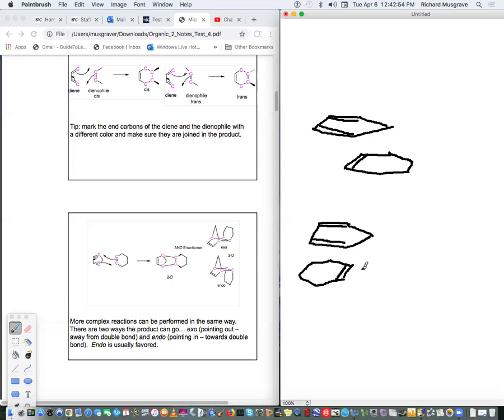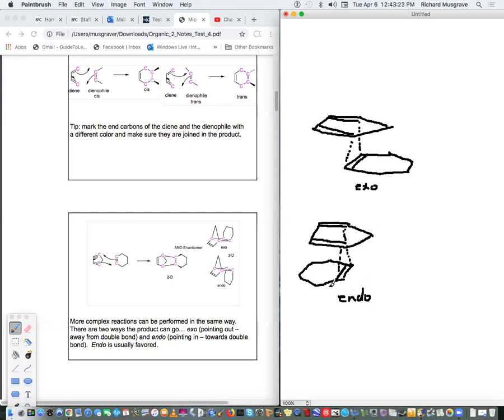Because as you can see, the reason that we end up getting two possible forms is because there's two possible ways that we can join the diene with the dienophile. It's always to the ends of the double bonds. But you can see how we lay it flat, and one will give the endo form and one will give the exo form. This one will give the exo, and this one will give the endo.